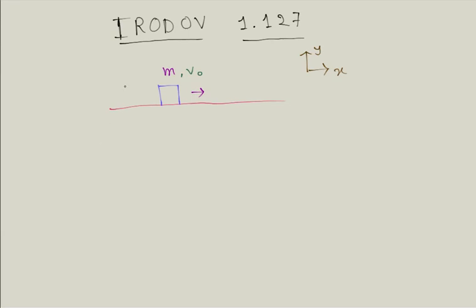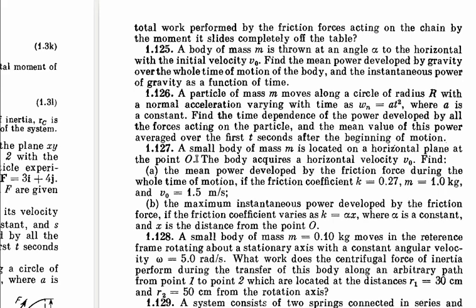Welcome again. In this video I will solve question number 1.127 from the Problems in General Physics by Irodov. The question says that a small body of mass m is located on a horizontal plane at the point O. The body acquires a horizontal velocity v0. Find the mean power developed by the friction force during the whole time of motion.